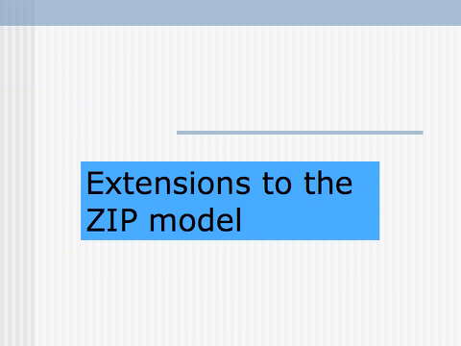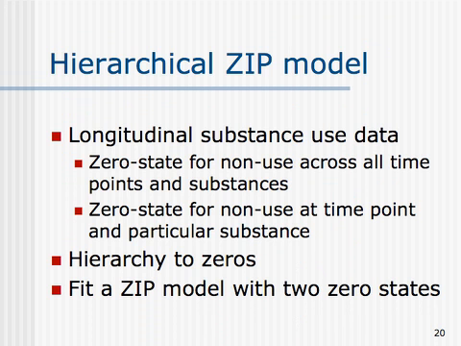So an example of this, you can have participants who are just non-users of any drugs, so that would be in one zero state, or you could have participants who are, say, users of lighter drugs. Maybe they just drink or they use marijuana, but they don't use the hard drugs, so they'll tend to be in the zero state for the hard drugs. So you can kind of take advantage of the hierarchy to the zeros that the data offers. And you can fit a ZIP model with two zero states. So I actually fit this ZIP model in WinBugs.